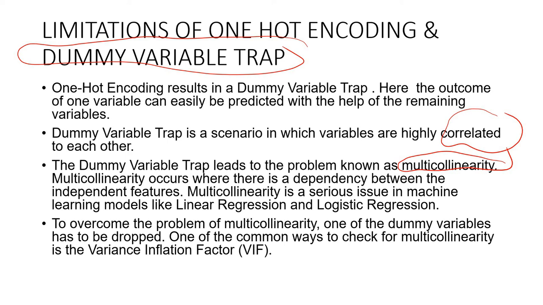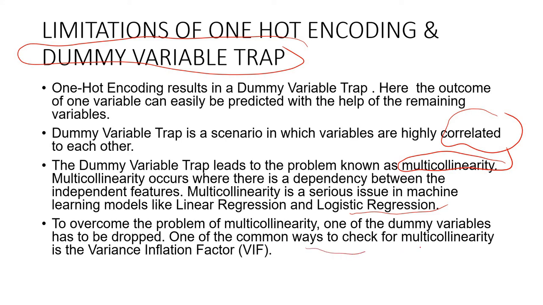Multicollinearity occurs when there is a dependency between the independent features. Multicollinearity is a serious issue in machine learning models like linear regression and logistic regression. We have separate videos for multicollinearity. You can watch those videos. To overcome the problem of multicollinearity, one of the dummy variables has to be dropped.